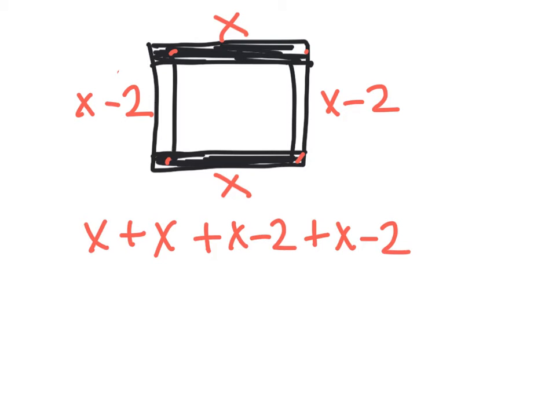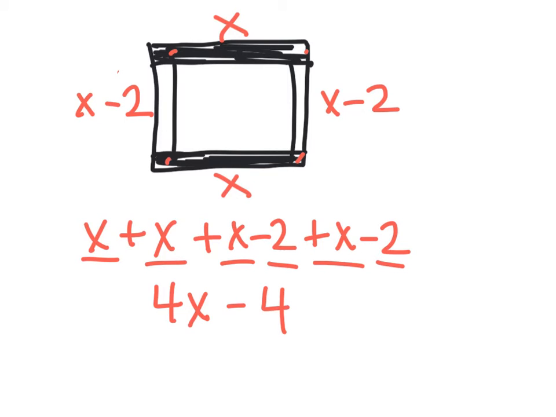So, for instance, instead of writing x plus x plus x plus x, I can combine those all together. How many x's are there? Well, that's right, there are 4. So I can just write that as 4x. And then I have minus 2 and minus 2. Well, what is minus 2 more minus 2? That's right, it's minus 4. So the expression 4x minus 4 I can use to calculate the number of tiles in any size square.